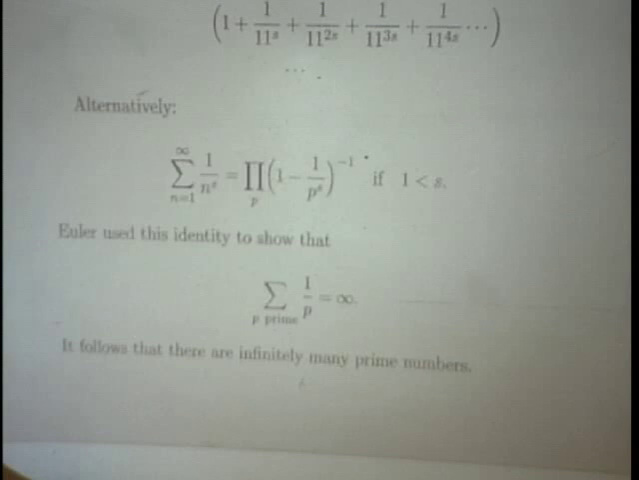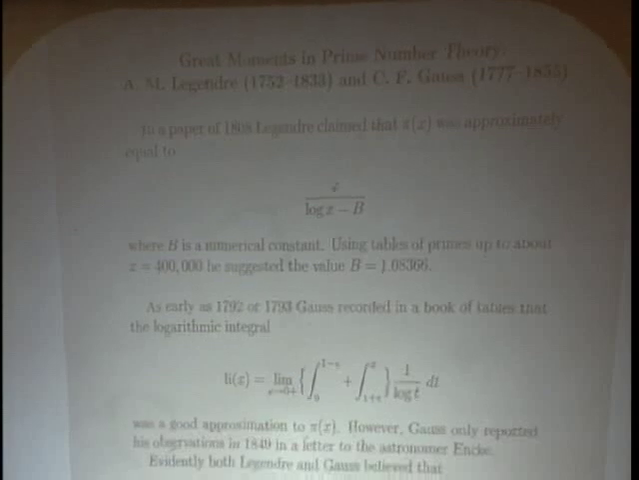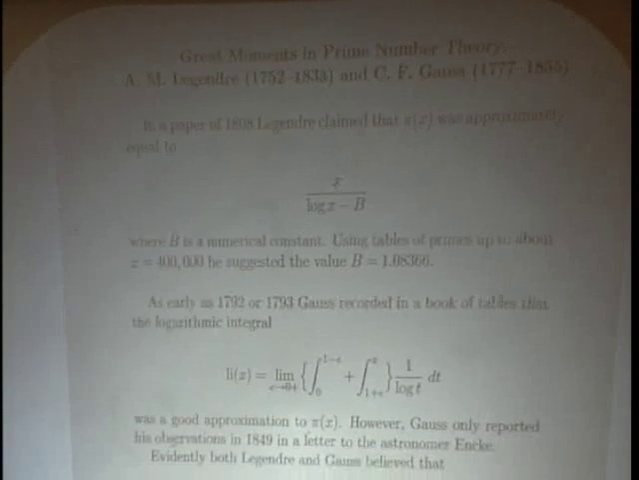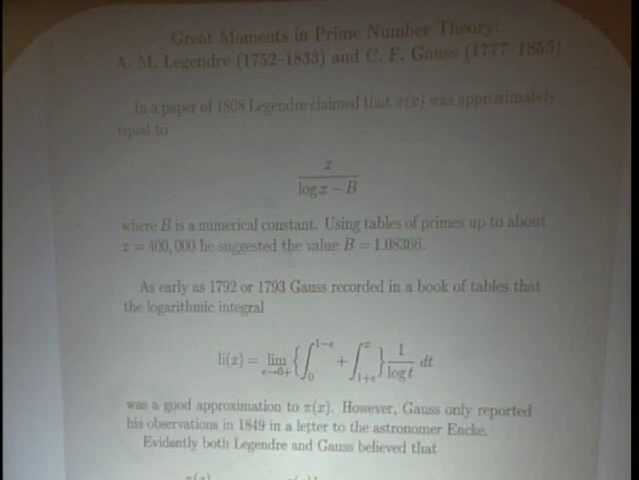Now, the next great moment in prime number theory is due to Legendre, but really more importantly to Gauss. Gauss experimented with tables of prime numbers. And after a good deal of thought and work and experimenting, sort of seat-of-the-pants mathematics, he decided that the probability of a number being prime if the number is out at about n is roughly 1 over log n, roughly.